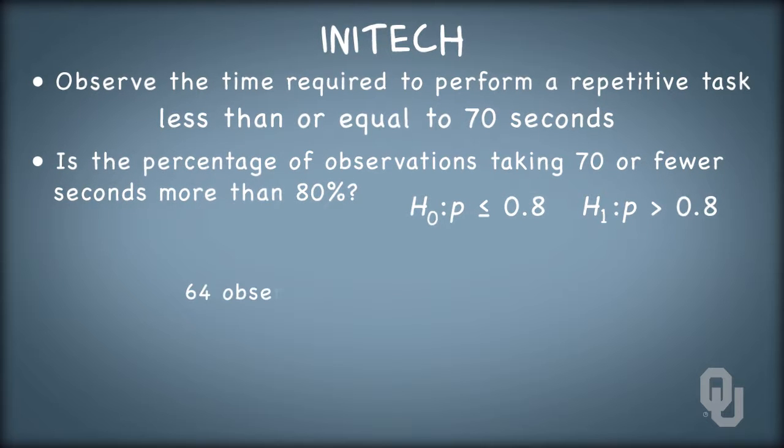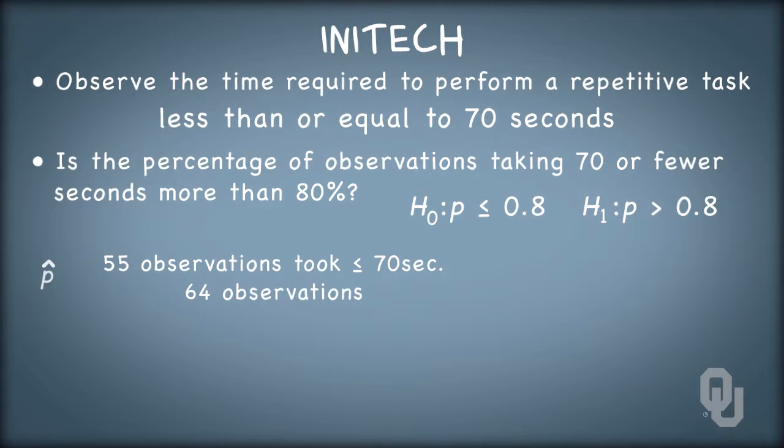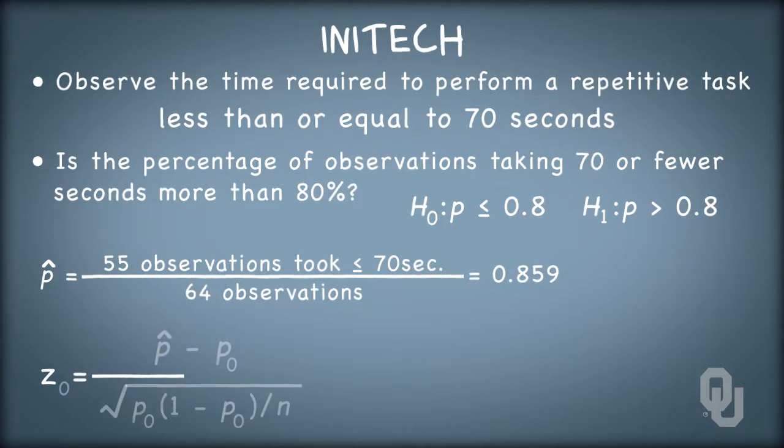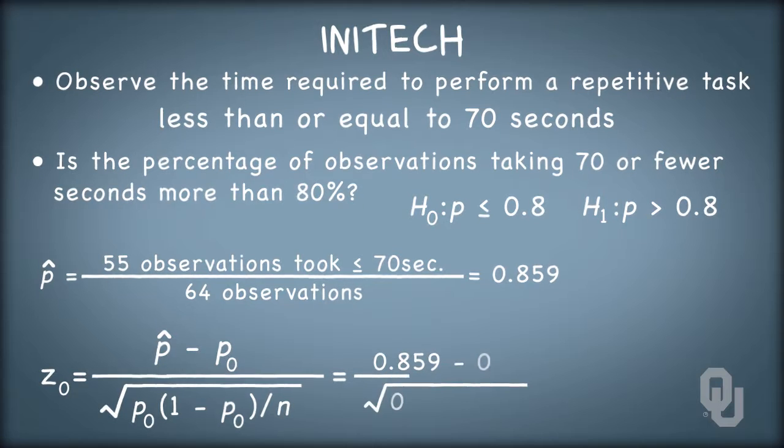From our sample of 64 observations of the task completion time, we find that 55 observations took 70 seconds or less. Therefore, p hat is 55 divided by 64, or 0.859. The z-statistic is 0.859 minus 0.8 divided by the square root of 0.8 times 1 minus 0.8 divided by 64, or 1.18. With the p-value approach, we find the area in the tail associated with the test statistic directly.